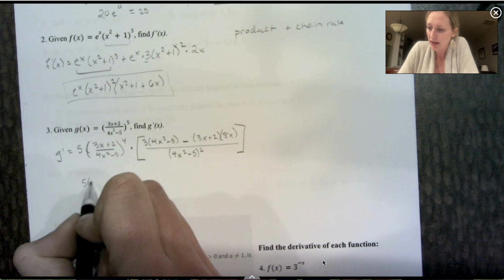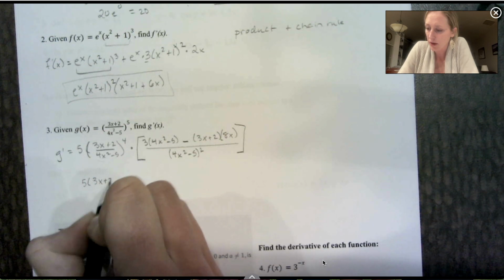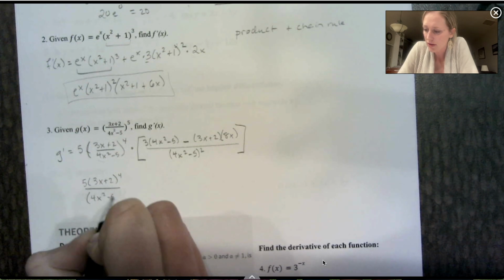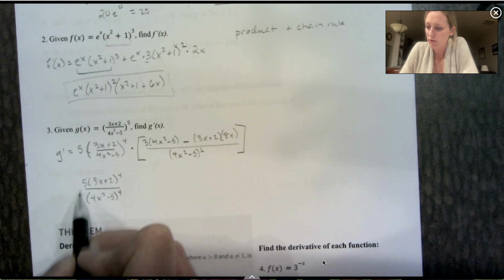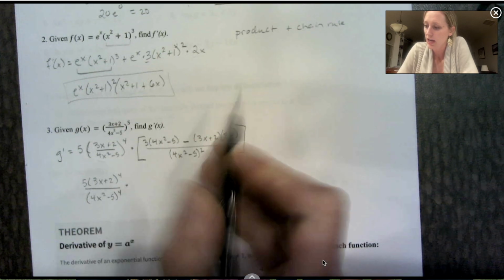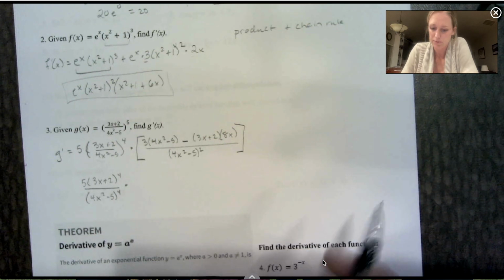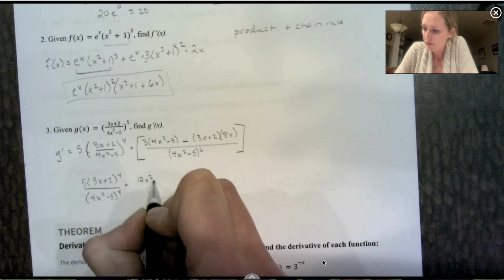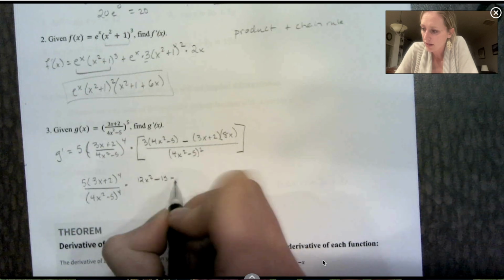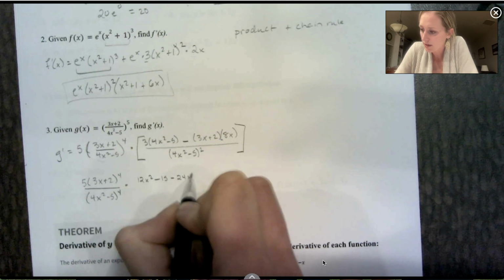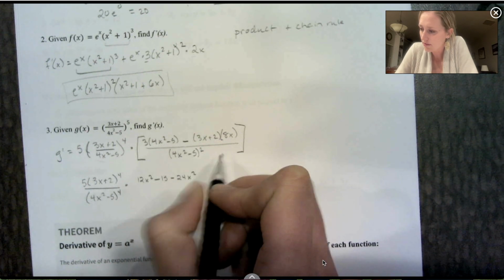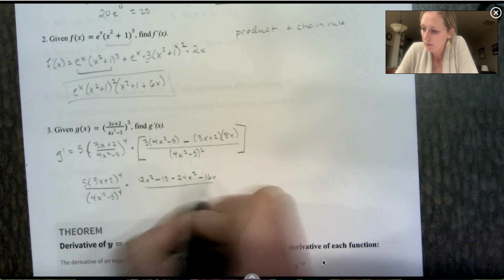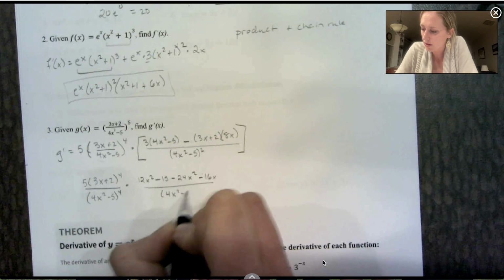The fourth power is applied to both the numerator and the denominator. So I'm just going to kind of write it like this. Okay, and this is 5 over 1, so that's kind of why I broke that down here. If I distribute some pieces here, I'm going to get 12x squared minus 15 minus 24x squared, and then minus 16x all over, I'm going to leave the bottom here, 4x squared minus 5 squared.